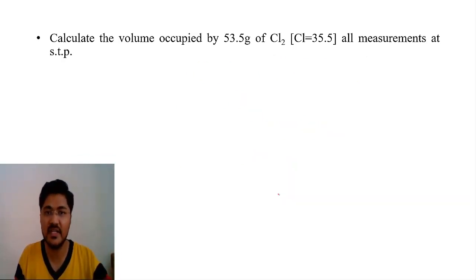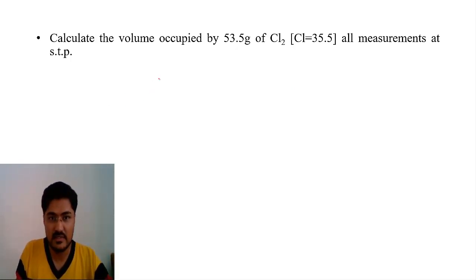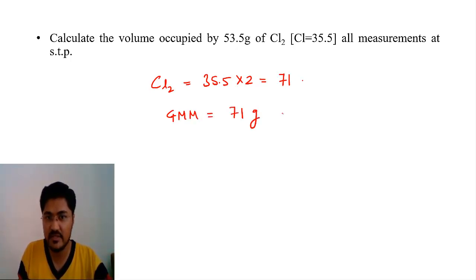Calculate the volume occupied by 53.5 grams of chlorine, that is Cl2, all measured at S.T.P. Cl2 is 35.5 into 2, which will be 71. Now this 71, when we write it in terms of gram molecular mass, is 71 grams, and this will occupy 22.4 liters. Now the question is, 53.5 grams will occupy how much?